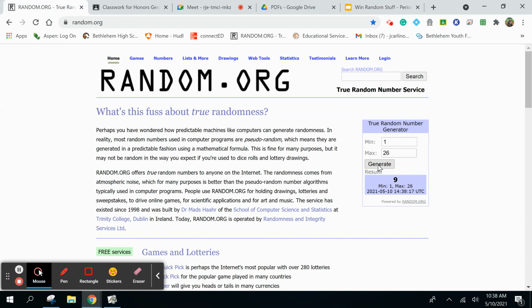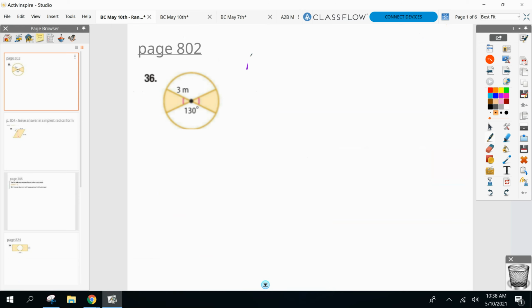Number 9. Audrey, at home, your answer. 55.9 meters squared. Say that again, I'm sorry. 55.9 meters squared. I do not have that as the answer. I'm sorry, Audrey. We'll go over it in a second here. 17, Maeve. 7.9 meters squared. That is the correct answer. All right, everyone, here you go.